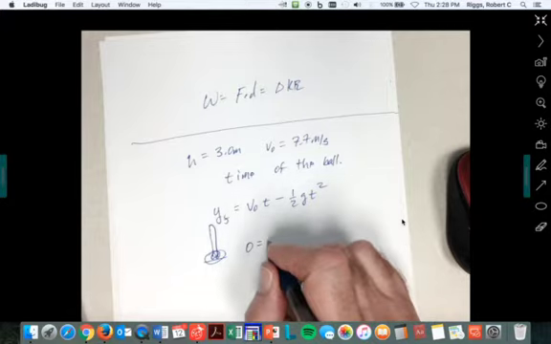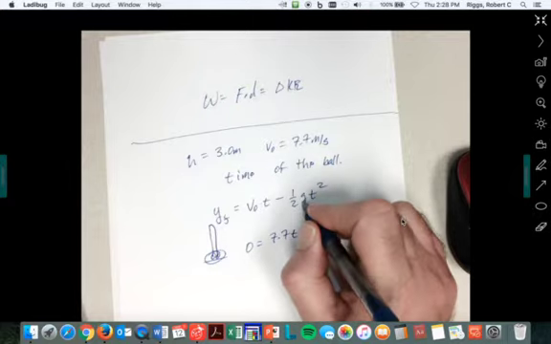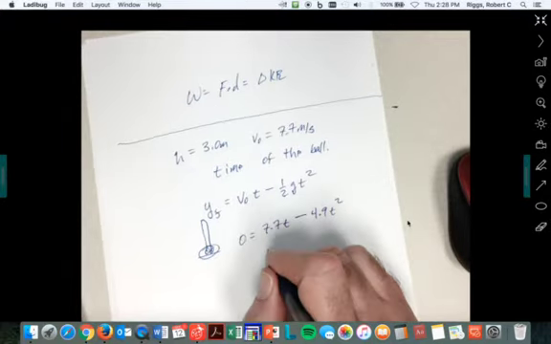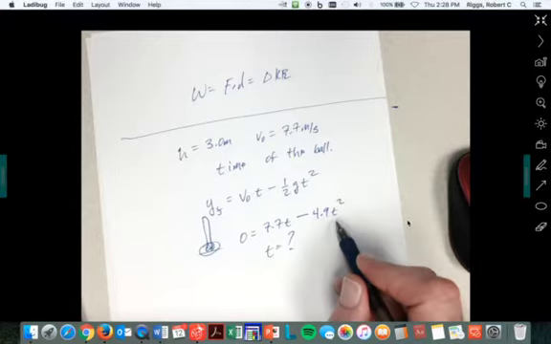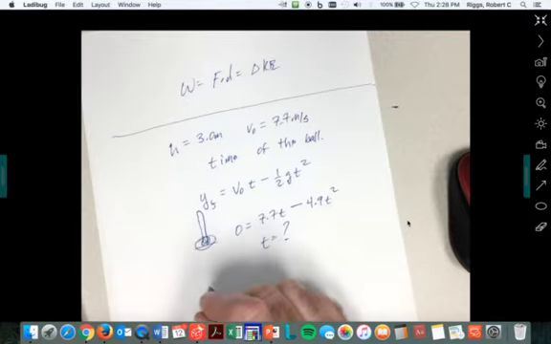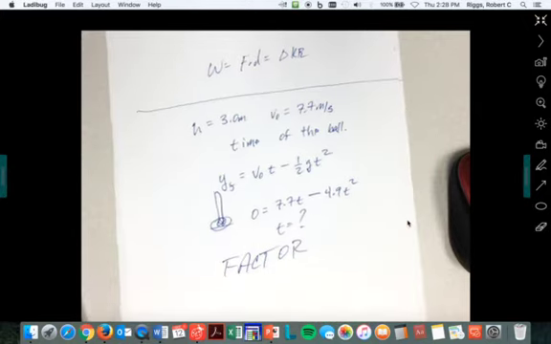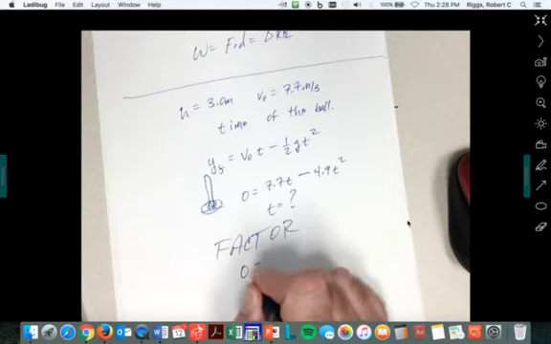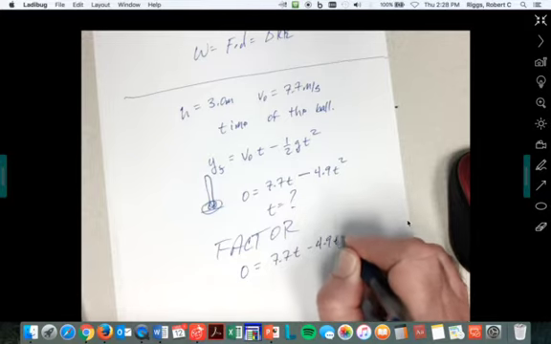And that's equal to 7.7 times t minus 1/2 of gravity, which would be 4.9 times t squared. Solve for t. Uh-oh. Damn, a quadratic equation. Now we can plug this into a quadratic, but look, factor. Remember that? Probably never thought you'd use that once you got out of 8th grade. Factor. So we've got 0 is equal to 7.7t minus 4.9t squared.